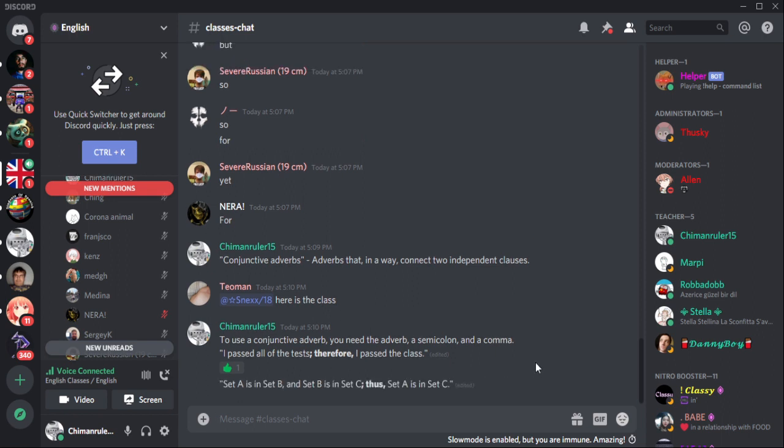Okay, there. So, here we have another example, this time with thus. Set A is in set B, and set B is in set C. Thus, set A is in set C. So, thus here is being used to connect the first part of the sentence with the second part.